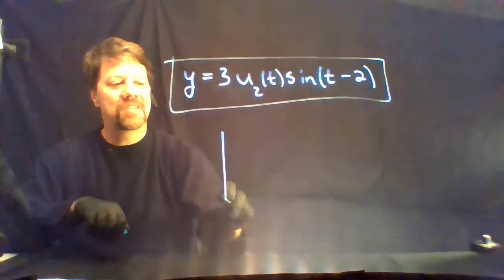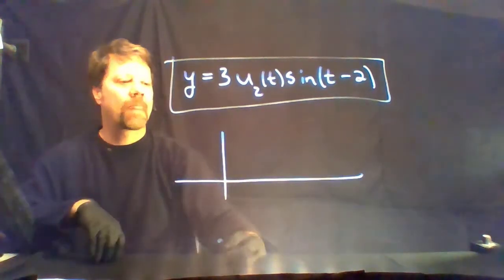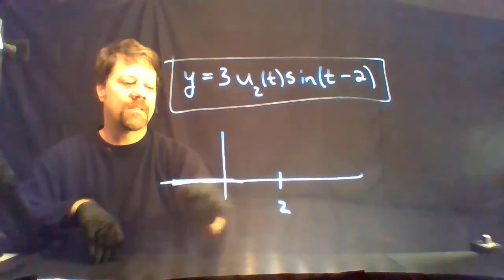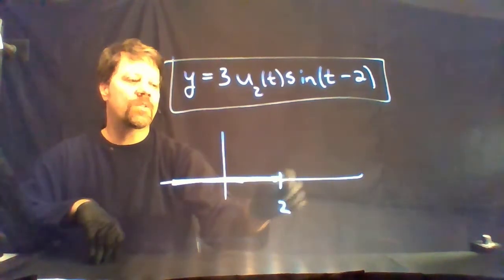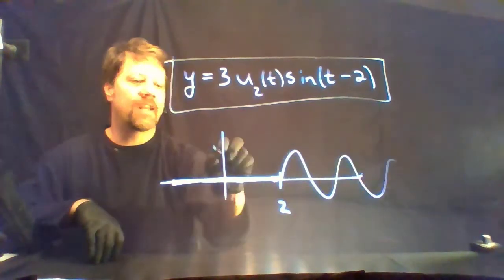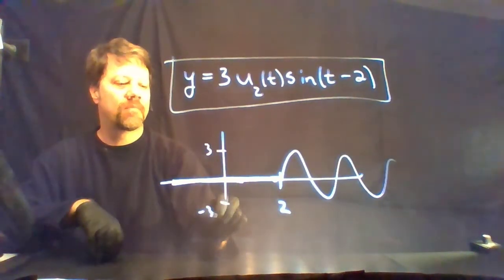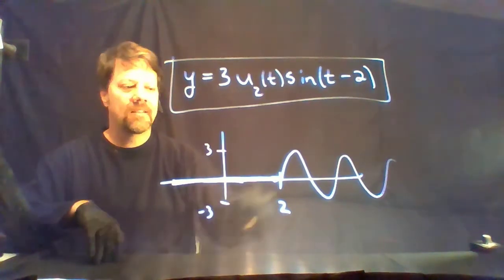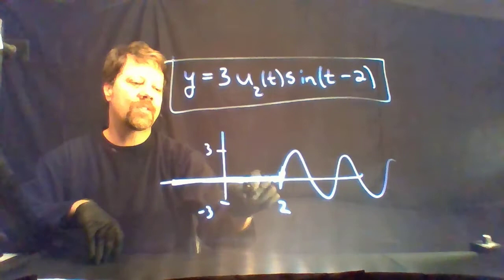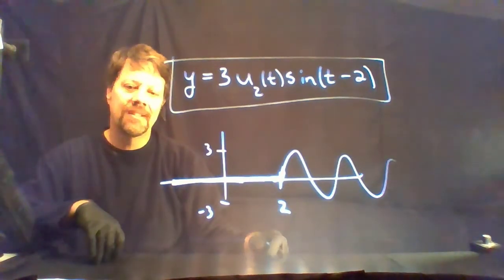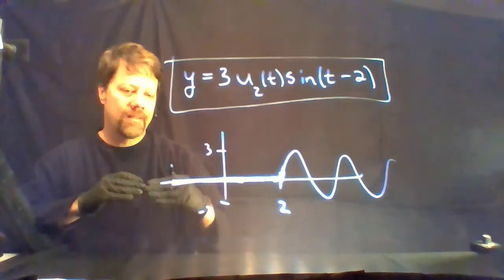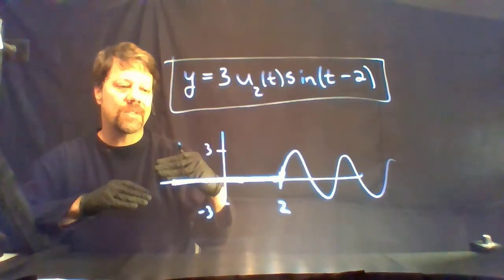The picture of the solution is like this. Until t equals 2, nothing happens. Once we get to t equals 2, we start a sinusoidal oscillation with an amplitude of 3. Note that we have a little corner here. So while the solution function is continuous, the solution does not have a derivative at t equals 2. The derivative should be discontinuous there.